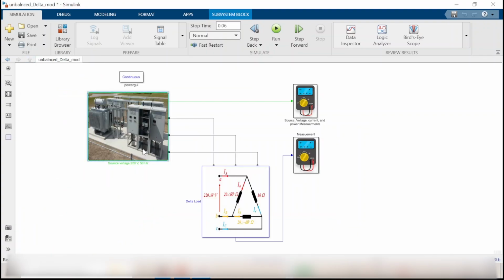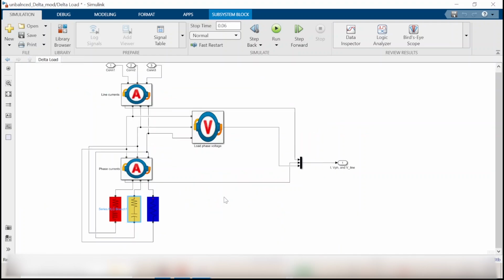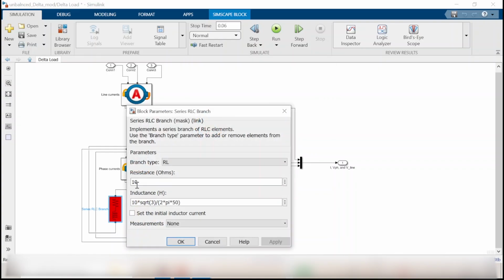Going to the load, I explained to you before how to add an image and how to create a subsystem. So for the load now, we have 3 loads. We have current measurements for the phase and for the line, and voltage measurements as well. So let's look at load number 1. We have a resistance of 10 ohm, and a reactance of 20 sine 60 degrees, which will be something like 17.32. So that is XL equals 10 root 3. But I need that in terms of inductance in Henry, so 10 root 3 divided by omega, 2 pi F.